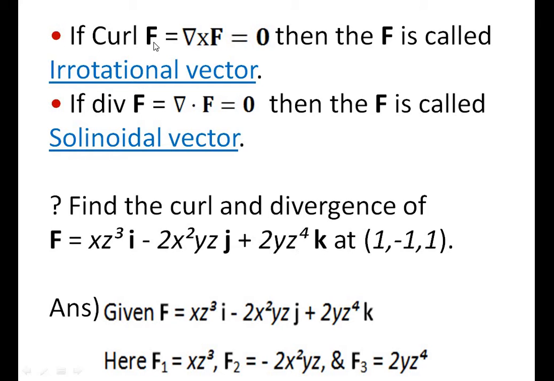Next point, if curl f, that is del cross f, is equal to 0, then f is called an irrotational vector. Listen, when the curl equal to 0, it is called an irrotational vector. If divergence f equal to 0, that is del dot f equal to 0, then f is called a solenoidal vector. That is, divergence of a vector equal to 0 is called a solenoidal vector.